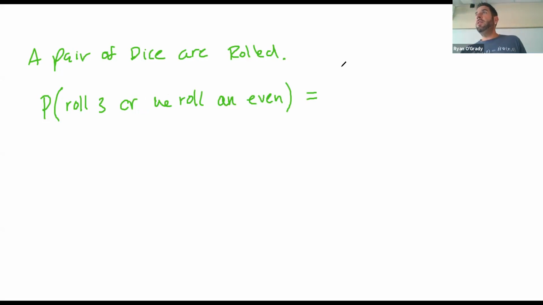So you might have to fill in the details of this, but what's the probability we roll 3? How many of those are there? No, because I'm rolling a pair of dice. So I can get a 1 and a 2 and a 2 and a 1, right? So there's 2 times I can get a 3. Now, how do I get an even? That's a little more difficult, right?